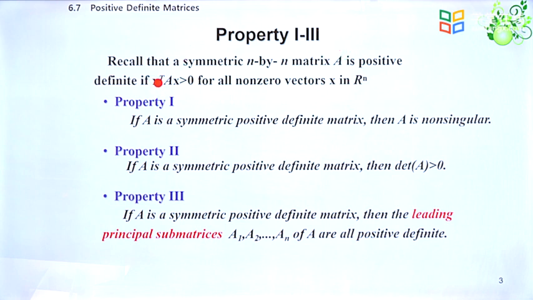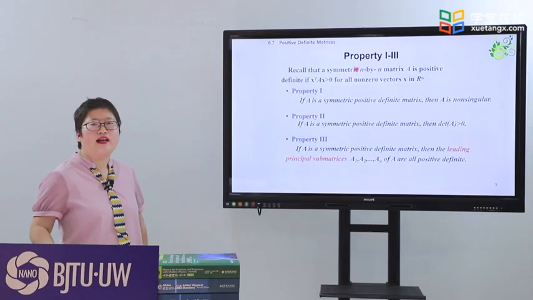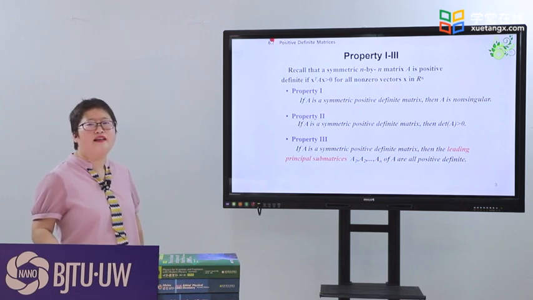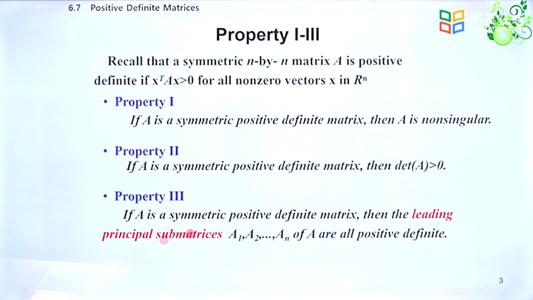And you can choose a special x, for example, where the last coordinate is 0. Then this means, for the leading principal submatrix A_{n-1}, we also have x tilde transpose times A_{n-1} times x tilde is greater than 0 for any non-zero vector x tilde in R^{n-1}.